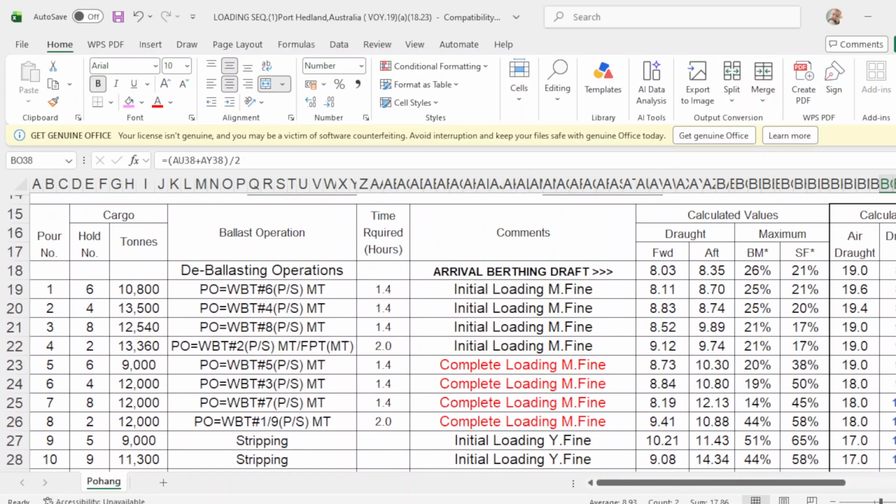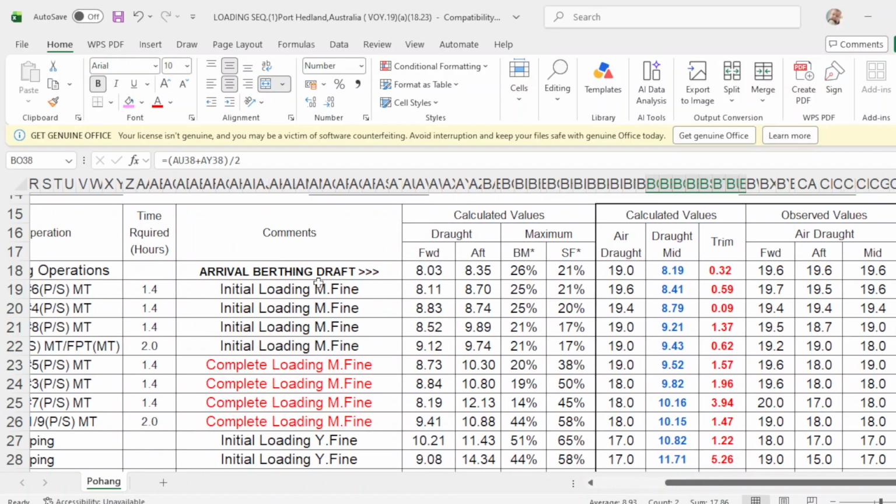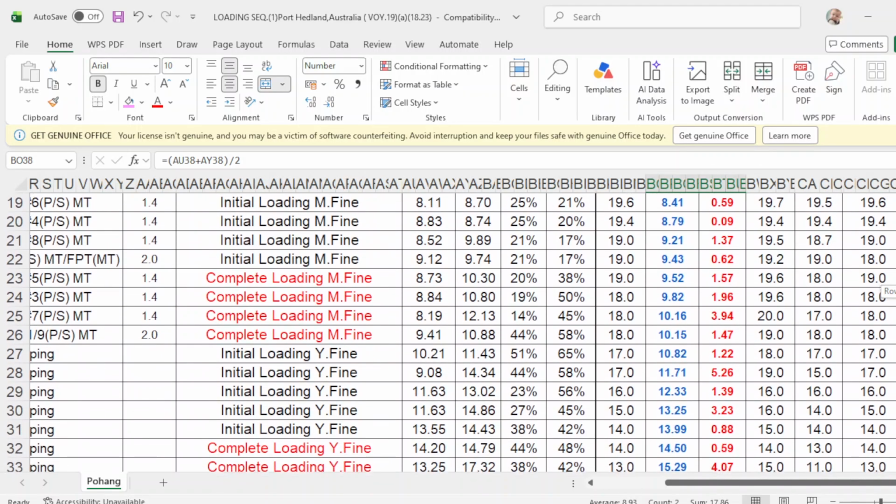Again, this is the ballast operation, number of hours for the ballast operation. These are the comments, and they have here the drafts. The arrival at berth draft, bending moment, shearing force, air draft, and your mid draft and your trim. So this is the observation draft from forward, aft, and mid. Okay, then scroll down.